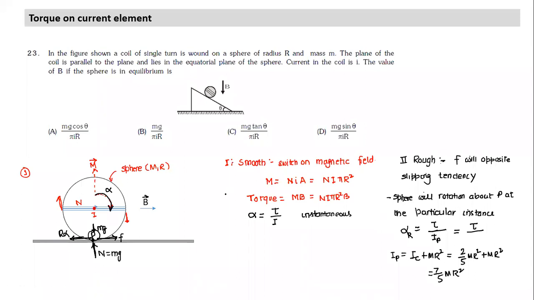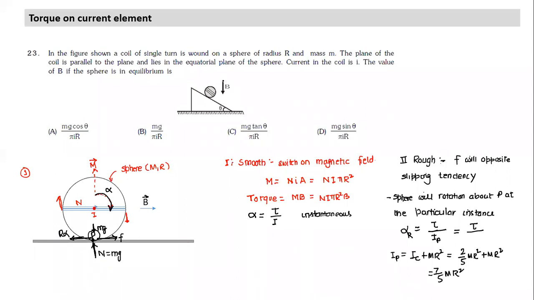Okay. Now coming to this question here. What happens if a coil of single turn, the number of turns is one, is wound on a sphere of radius r and mass m. The plane of the coil is parallel to the inclined plane. So this coil also is inclined. If the coil is inclined, it means the magnetic moment will be perpendicular to the plane of inclination. It lies on the equatorial plane of the sphere. Current I flows in the coil. Find the value of B if the sphere is in equilibrium.